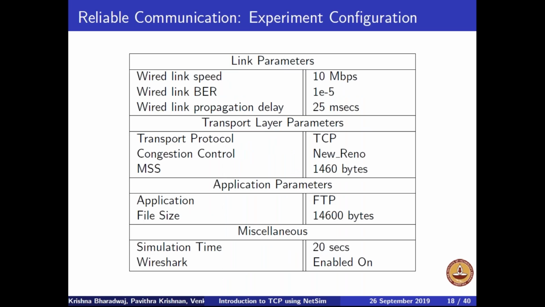We will repeat the same experiment, but with a small modification that the link BER is no longer 0, but now it will be 10 power minus 5. I'll leave the floor again to Krishna to show an experiment of reliable communication using NetSim.